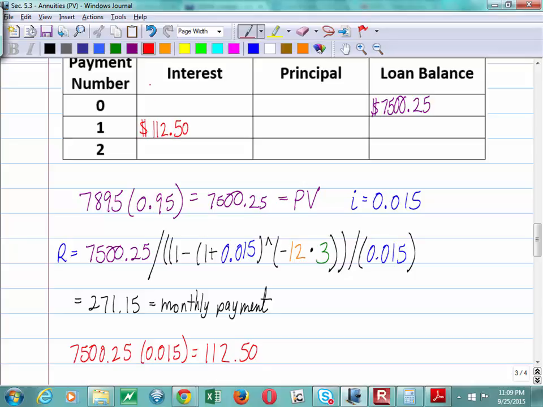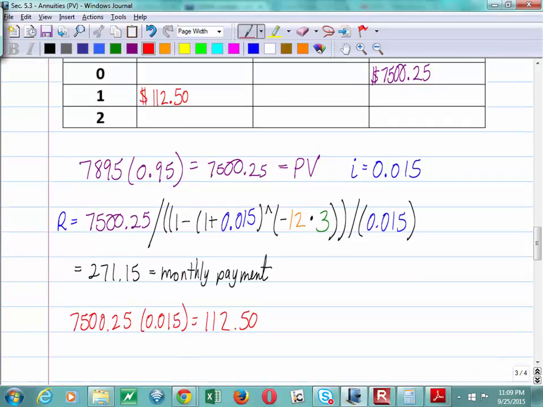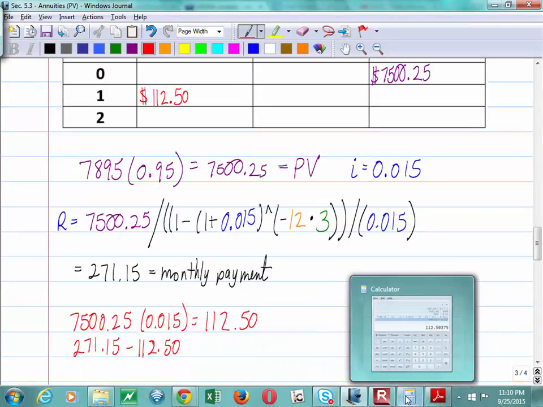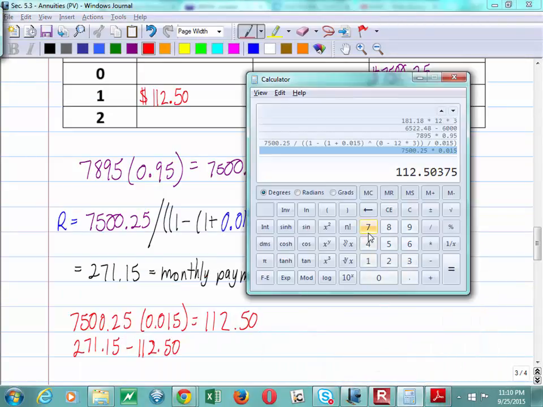So the rest of your first payment, which is a total of $271.15, is the amount that you're paying towards your principal on that first payment. So 271.15 minus 112.50. So that's 158.65.